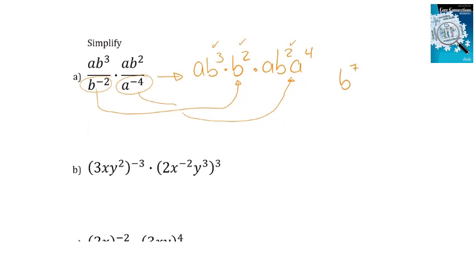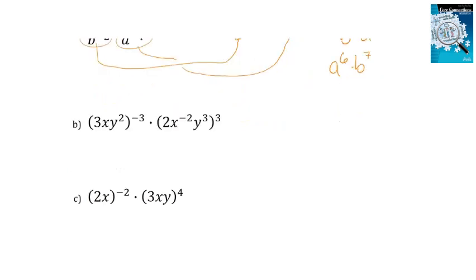So I've got b to the 7th in my answer. And then I've got a factor of a, and then 1 more factor of a, so that's a squared. And then I've got 4 factors of a, so that's a to the 6th power. So you can either write your answer as a to the 6th times b to the 7th, or b to the 7th, a to the 6th.